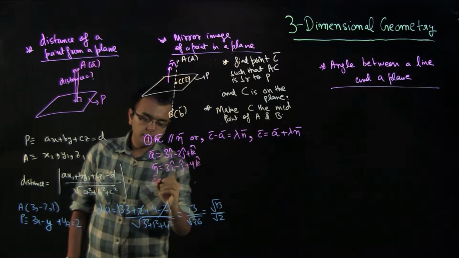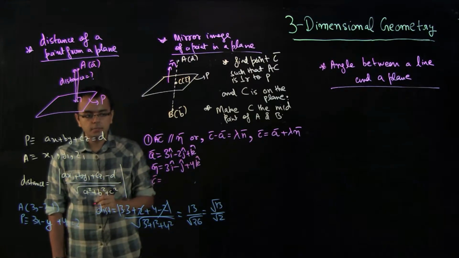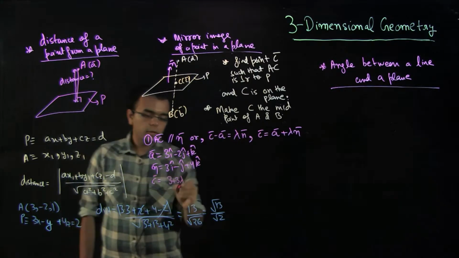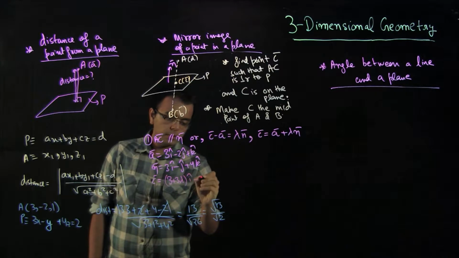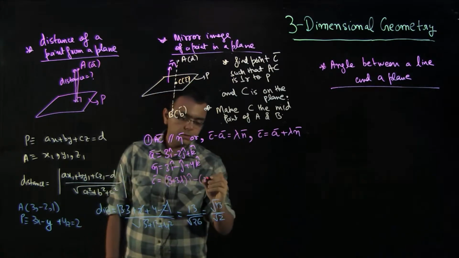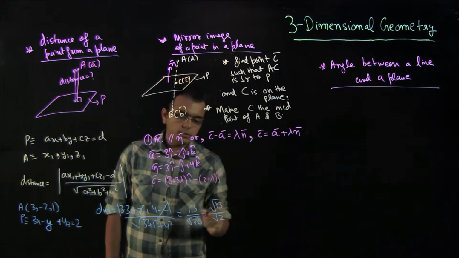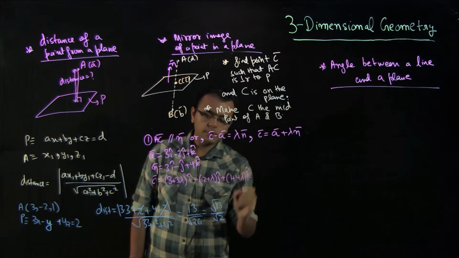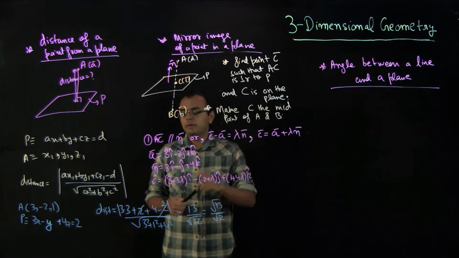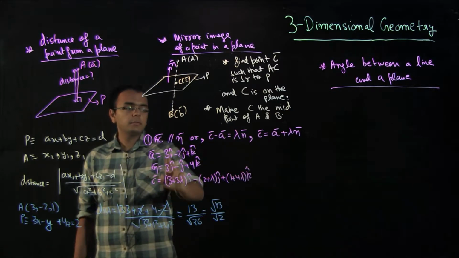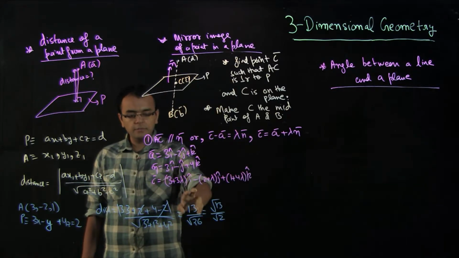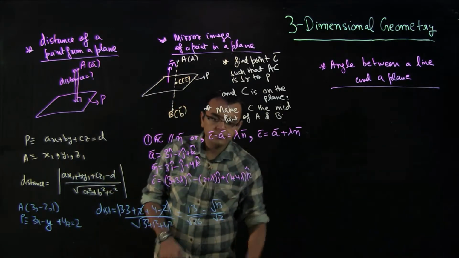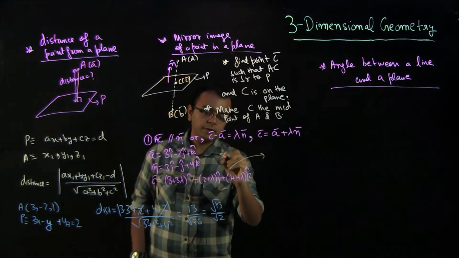So C vector is (3 plus 3 lambda) i cap, plus (minus 2 minus lambda) j cap, plus (1 plus 4 lambda) k cap. Now we have the coordinates of the point, and we have ensured it is perpendicular. Now we have to satisfy that it is on the plane, so this point should satisfy the equation of P. If you do that, satisfy P.